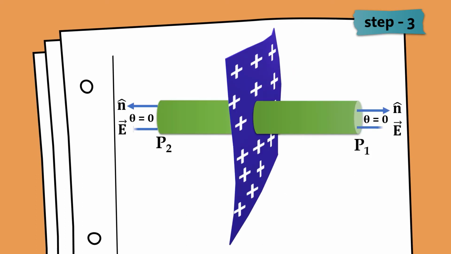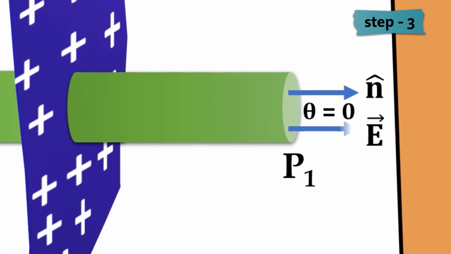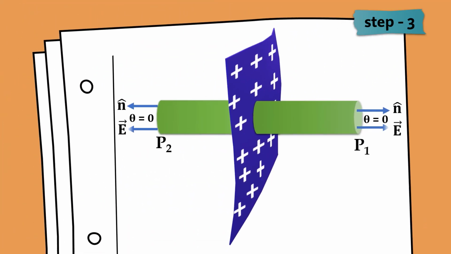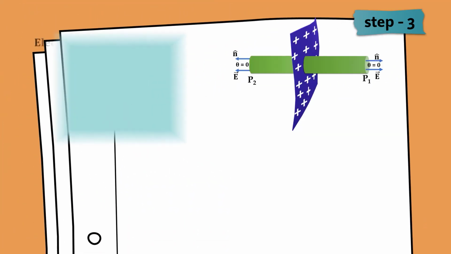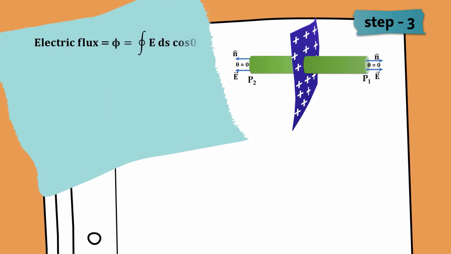The angle between the electric field and the area vector on the surfaces at P1 and P2 is 0 degrees. Therefore, the electric flux at these points is integral E dS cos 0. Since cos 0 equals 1, the electric flux at P1 and P2 equals integral E dS. Since the electric field is uniform, E can be taken out of the integral. Therefore, the electric flux at P1 equals E into integral dS.